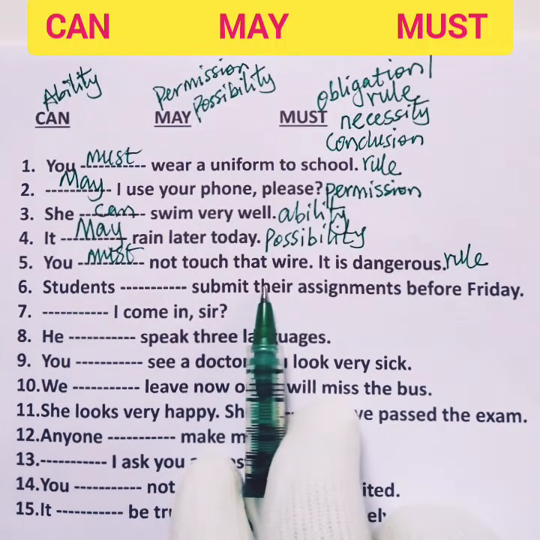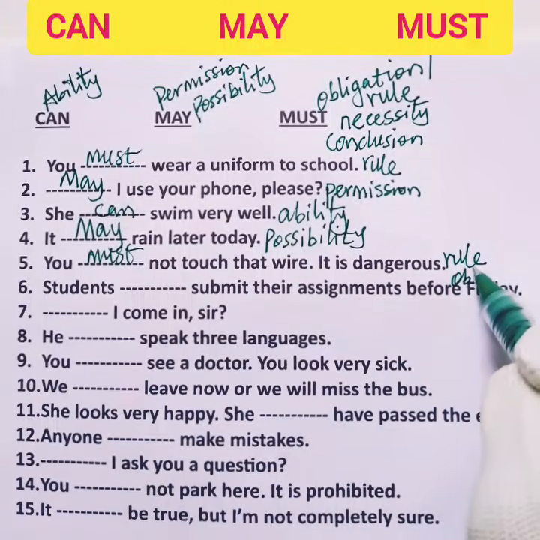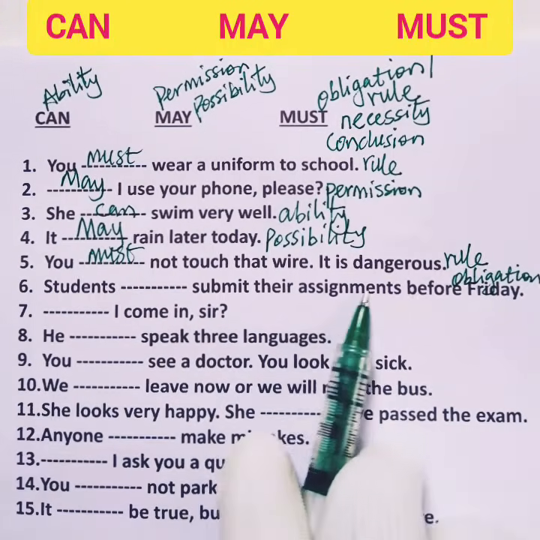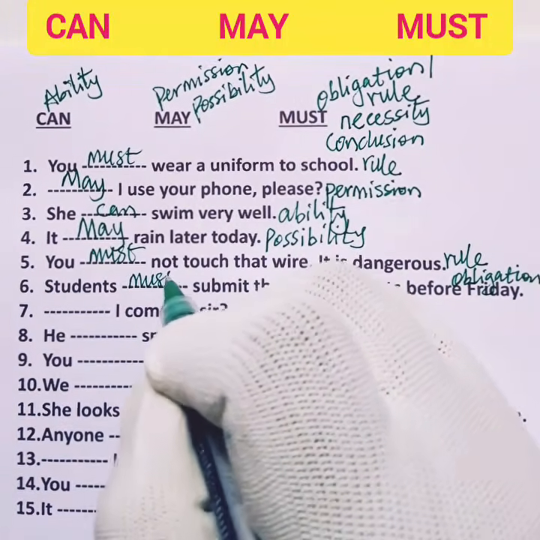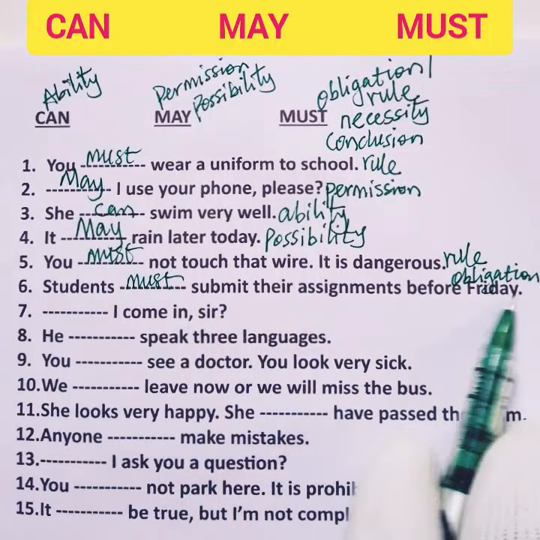6. Students blank submit their assignments before Friday. What does this sentence express? It shows obligation. It is something that the students have to do. So must is the right word to use. Students must submit their assignments before Friday.